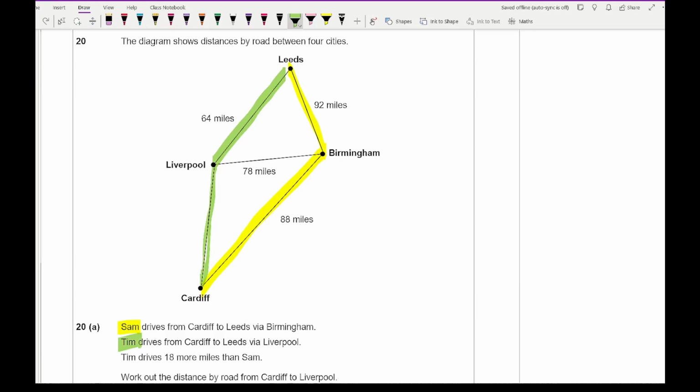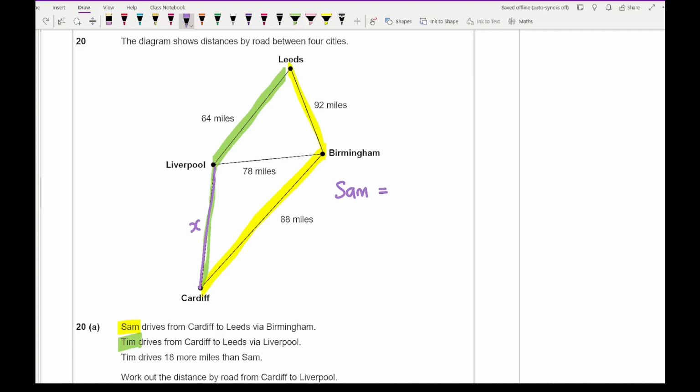And it says that Tim drives 18 miles more than Sam. Work out the distance by road of Cardiff to Liverpool. So what we wanted to work out is this distance here, which we don't know, so I'm just going to call that x. Now, if I know that Sam, oh, I don't know where I wrote Sam, so let's get rid of that. Apologies, Sam.